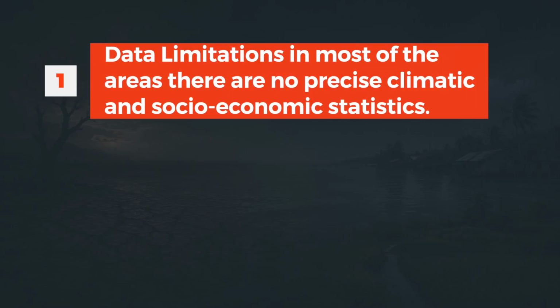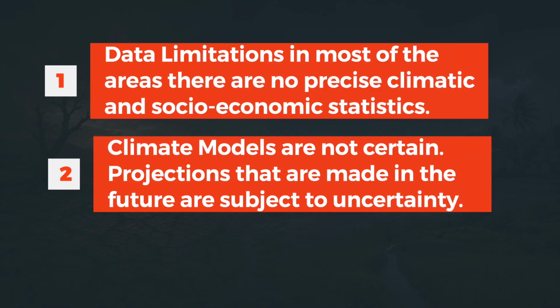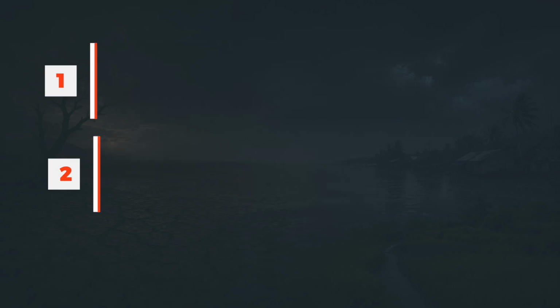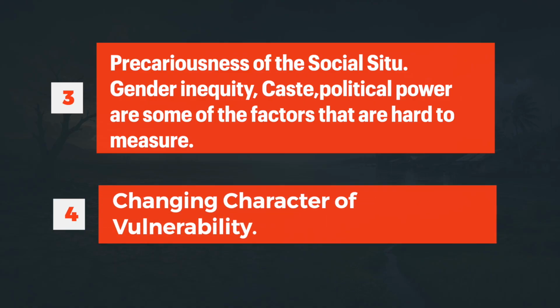Though they are useful, there are a number of issues also, such as data limitation. In most of the areas, there are no precise climatic and socio-economic statistics. The second one is that climate models are not certain. Projections that are made for the future are subject to uncertainty. The third is the social factors, gender inequality, caste and political power, and some of the factors that are hard to measure. The fourth is the changing character of vulnerability. Vulnerability varies with time.